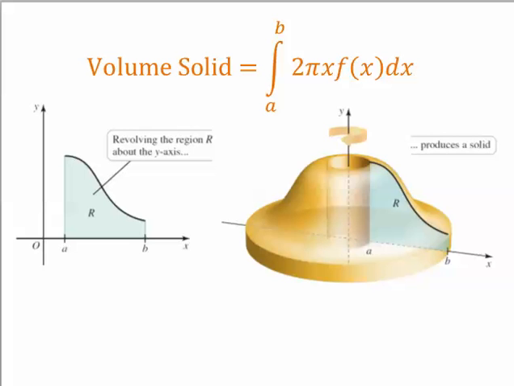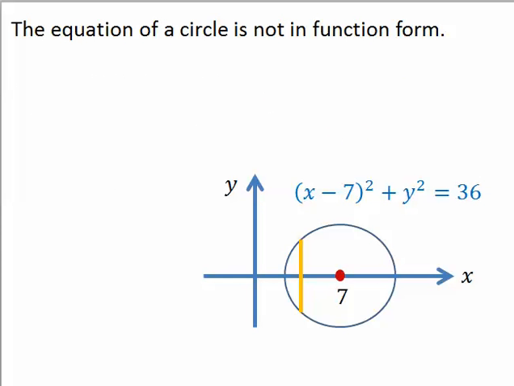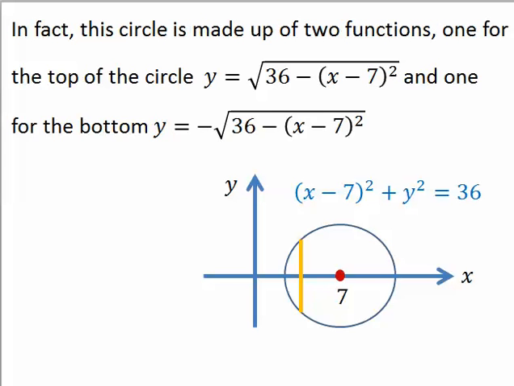Now, we have a slight difficulty with the problem we are working on. The equation of a circle is not in function form. We could write it in function form, but we would actually get two functions. So take that equation of the circle and solve for y, and you will see that you get two functions.